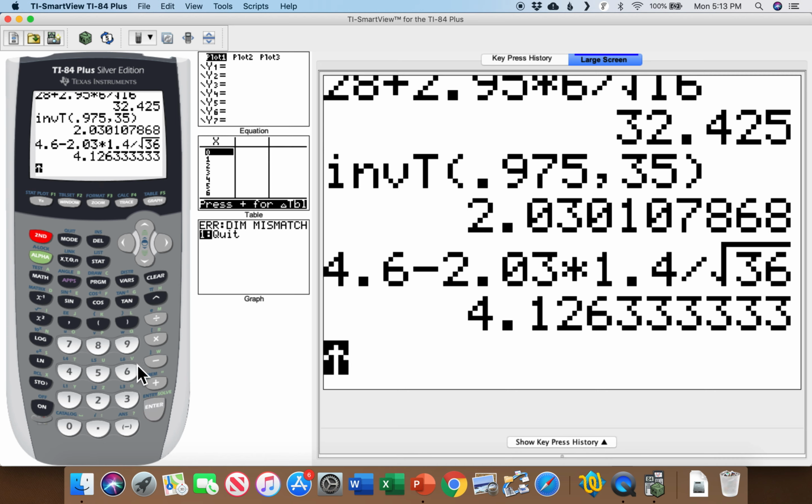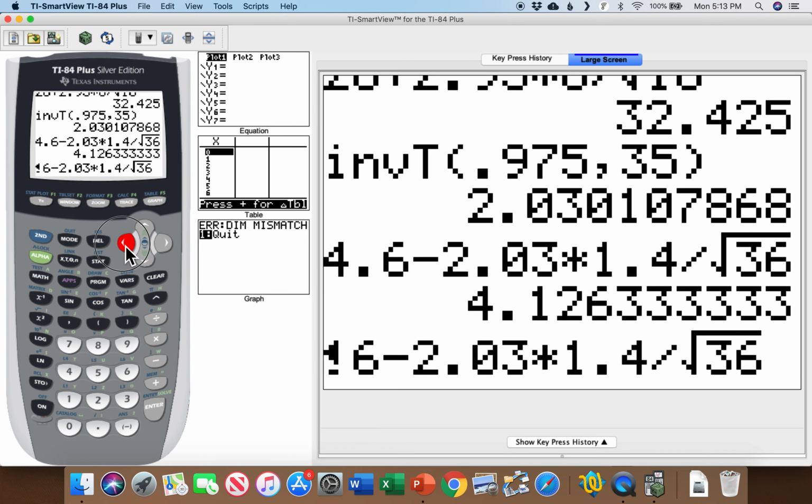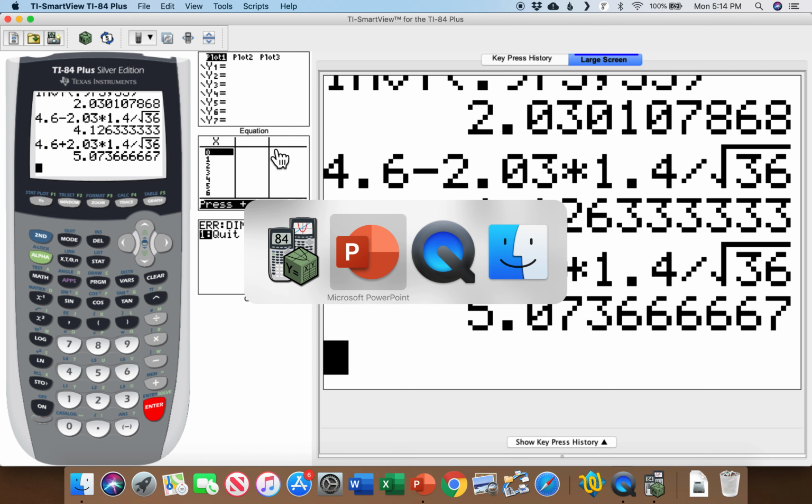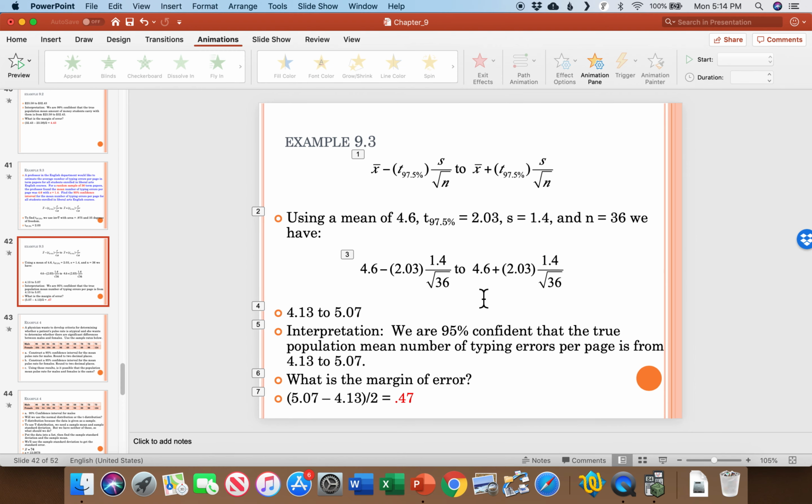And let's add. So the upper limit of the confidence interval is 5.07. And let's see, is that how this problem is to be rounded? 4.13 to 5.07, yes.